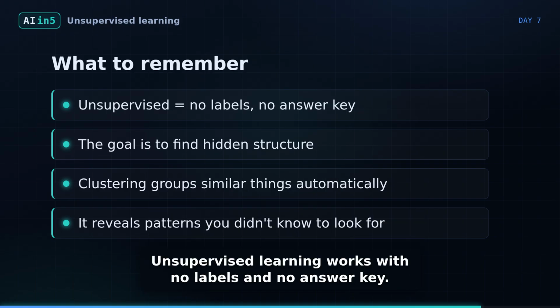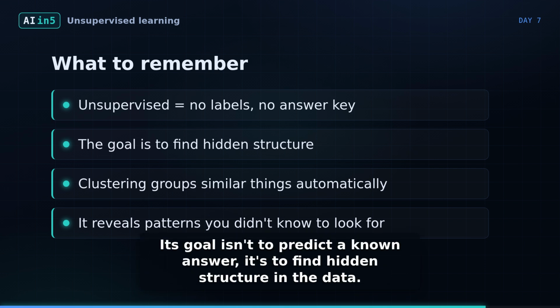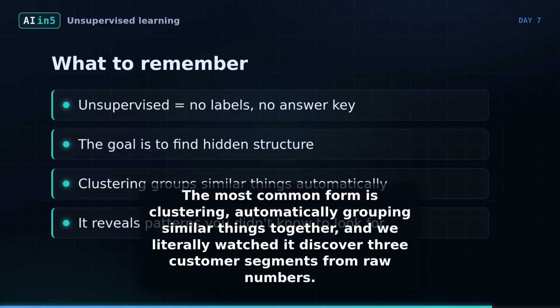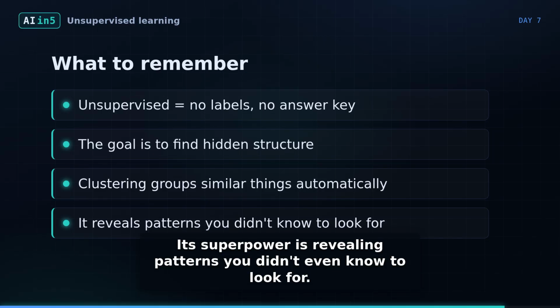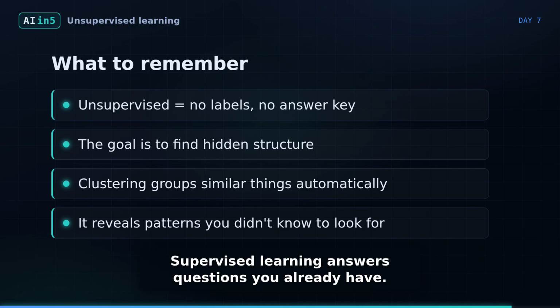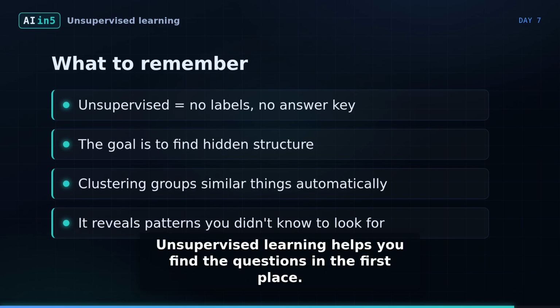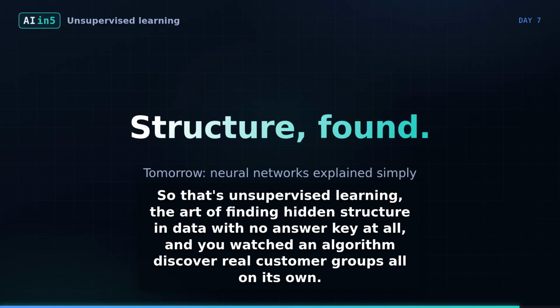Let's lock it in. Unsupervised learning works with no labels and no answer key. Its goal isn't to predict a known answer. It's to find hidden structure in the data. The most common form is clustering, automatically grouping similar things together, and we literally watched it discover 3 customer segments from raw numbers. Its superpower is revealing patterns you didn't even know to look for. Supervised learning answers questions you already have. Unsupervised learning helps you find the questions in the first place.